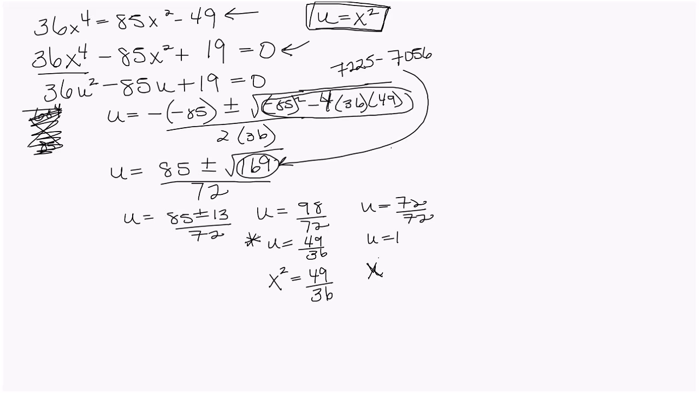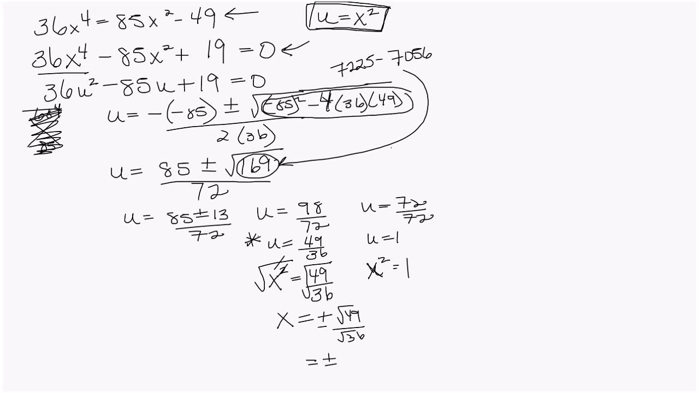So u becomes x squared, which is equal to 1. And now we can solve for x, and that will be the true zeros for this quadratic equation. To do this, I'm just going to find the square root of both sides. So the square root and the x squared cancel out, and I'm going to get plus or minus the square root of 49 over the square root of 36.